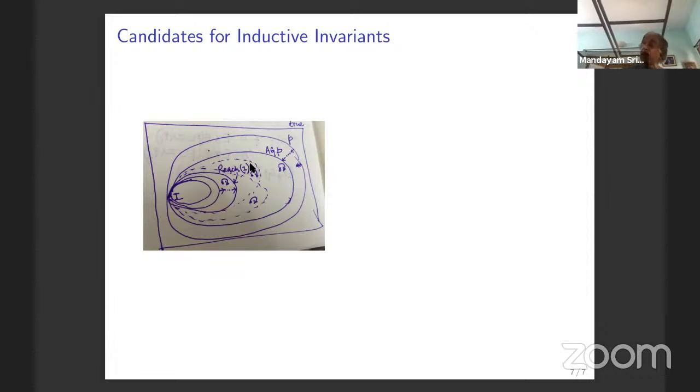After that, we will discuss a radically different method that does a very different kind of search to get to its candidate inductive invariant. Okay, so I will stop there.